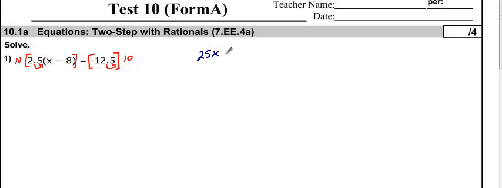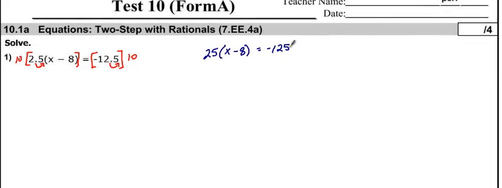25x minus, now let's go back a step. Let's not do the 25x minus, let's get that parentheses in. 25 times x minus 8 is equal to negative 125. The only thing that changed was that instead of a 2.5, we have a 25. Instead of a negative 12.5, we have negative 125.